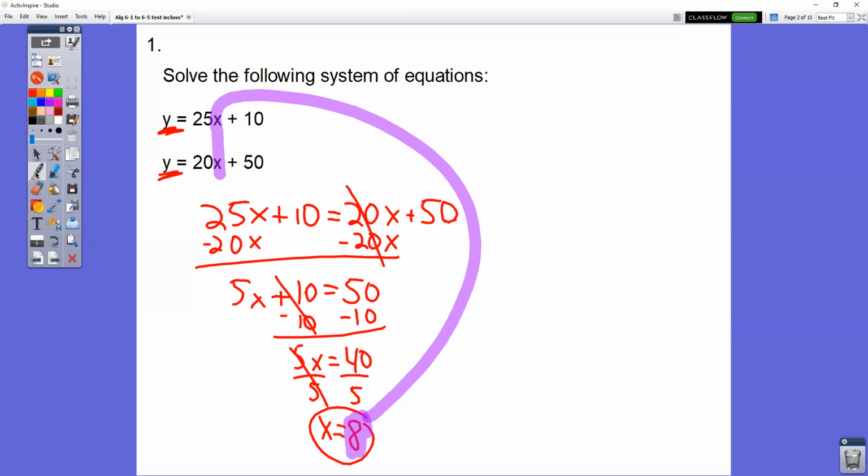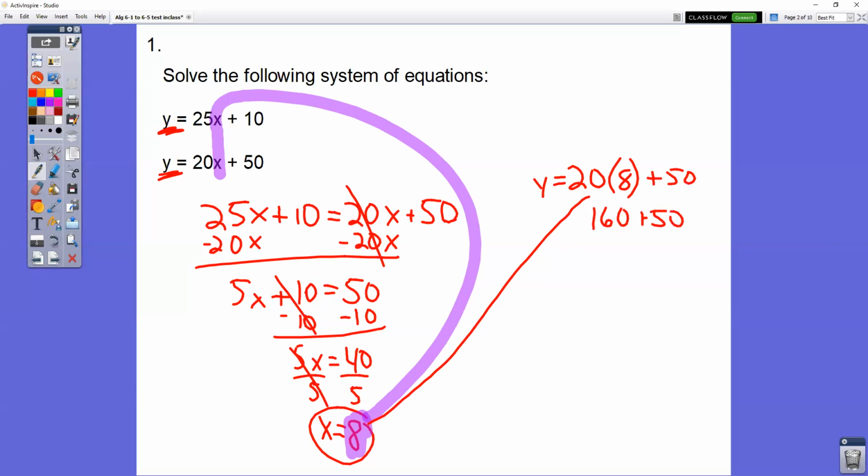I'm going to sub it into the second one. That one looks easier to me. So instead of 20 times x, I'm going to take my 8 and sub it in. So I'm going to have 20 times 8 plus 50. 20 times 8 is 160, plus 50 gives us y being 210. So x equals 8 and y equals 210.